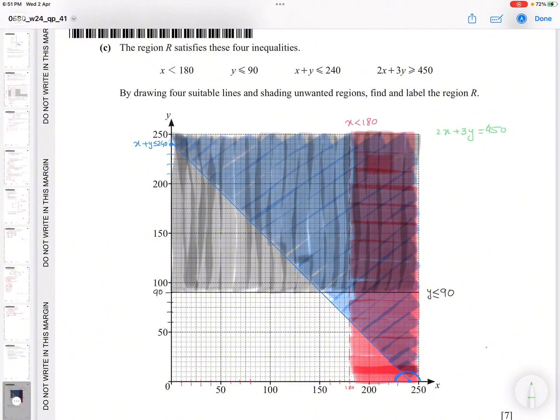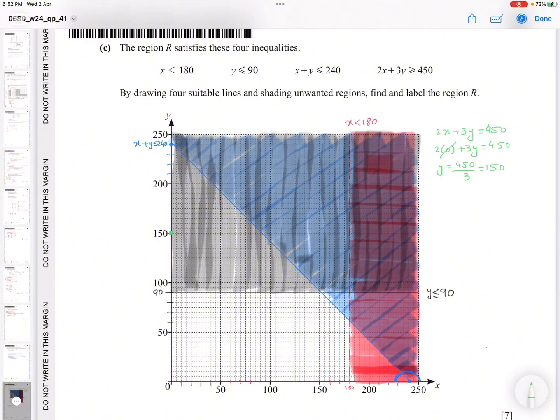So if I put x as 0, what would be my y? y equals 450 divided by 3. This is 150. So x 0, y 150. 150 you can see clearly on the y-axis, so this is the point.